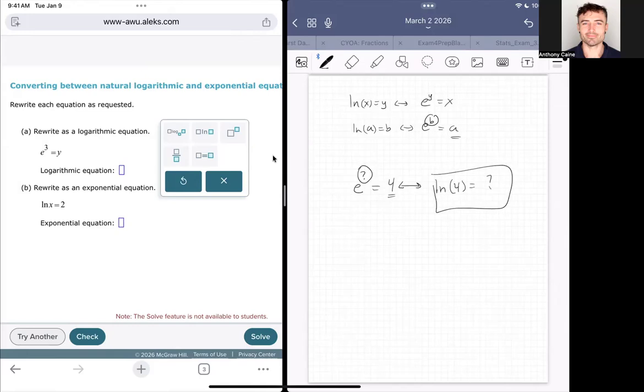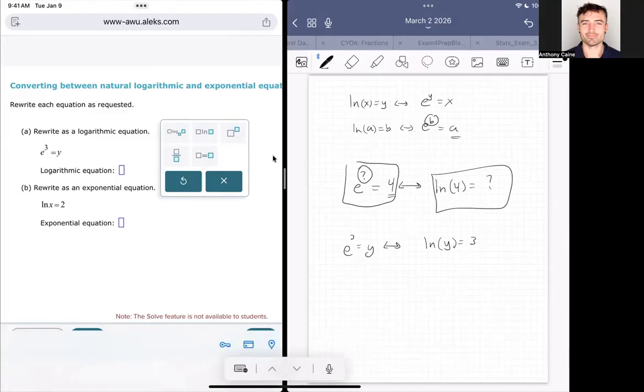Oh, and in this form, it's very clear. You just put natural log of 4 in your calculator, right? In this form, it's less clear. But okay, so this is what we want to utilize. So we have e to the 3 is equal to y. Okay, so what's the logarithm form? The logarithm form is that the natural log of y is equal to 3. So that's what I would put right here.